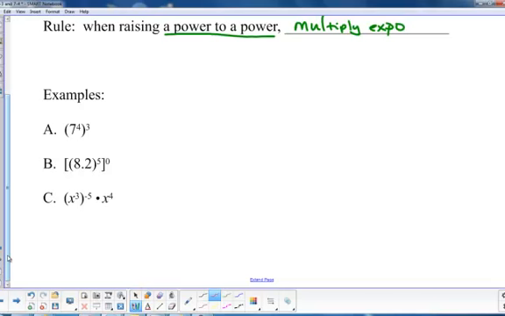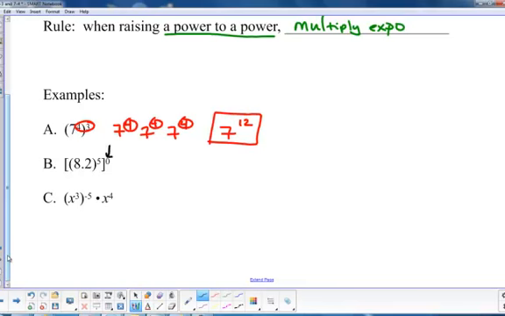So 7 to the 4th cubed means you have 3 7 to the 4ths. So that'd be 7 to the 12th. 4 times 3 is 12. 4 plus 4 plus 4 is 12. Either way, you get 7 to the 12th.